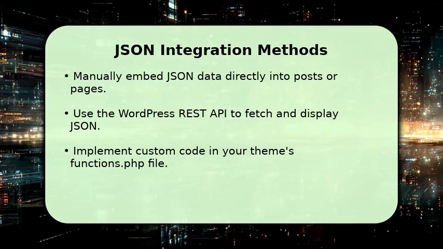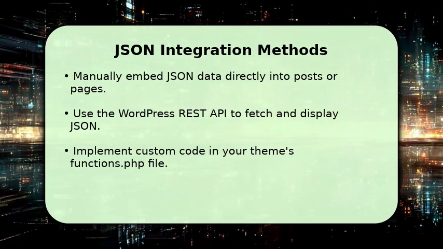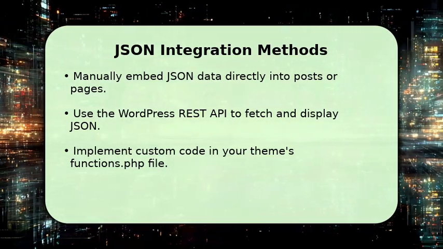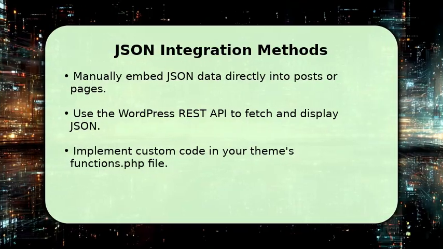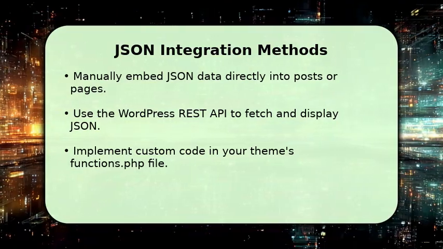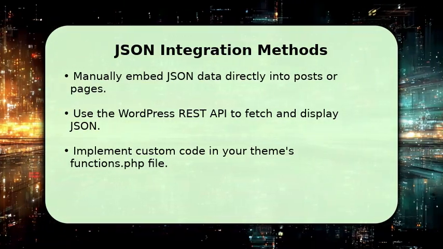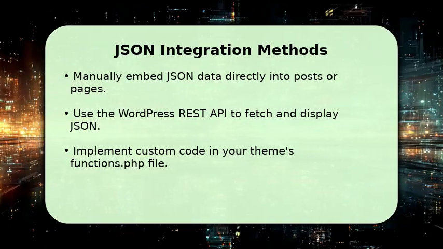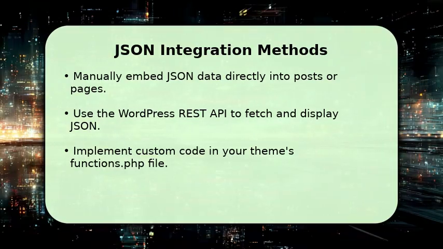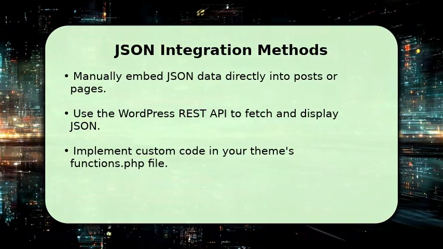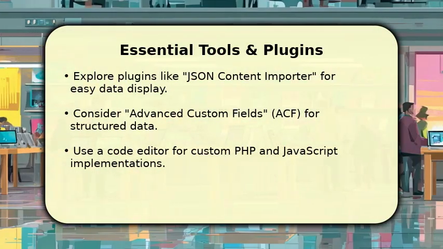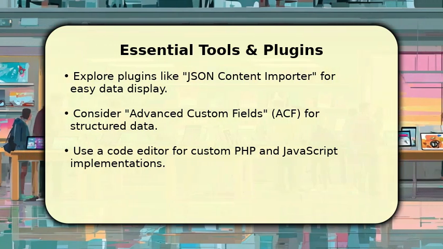There are several effective ways to integrate JSON into your WordPress site. You can manually embed small JSON snippets directly into your content blocks. For more dynamic data, leveraging the WordPress REST API is a powerful option, allowing you to fetch and display external JSON feeds. Alternatively, custom PHP code in your theme's functions.php file or creating custom shortcodes offers flexible solutions for rendering complex JSON structures.